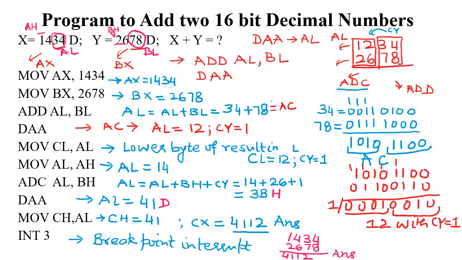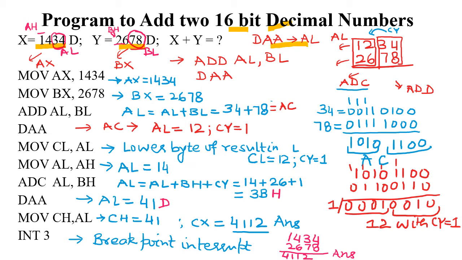Next, program to add two 16-bit decimal numbers. Suppose we have data in decimal and we are required to add two 16-bit decimal numbers. For example, if x is 1434, y is 2678. Now, to add two decimal numbers, we cannot perform 16-bit operation because DAA works only on AL.